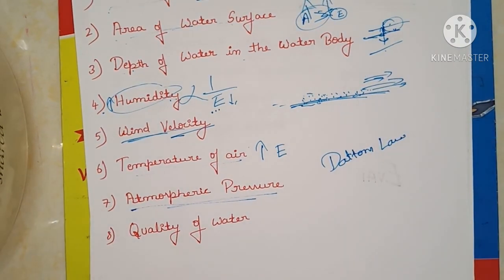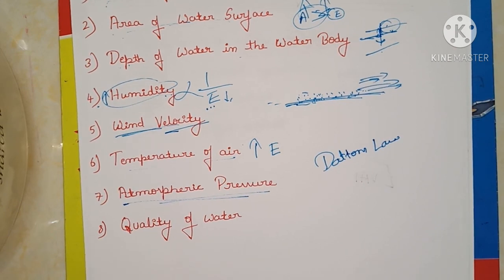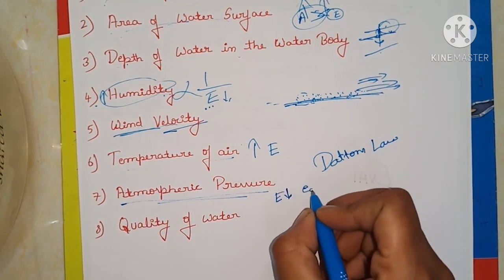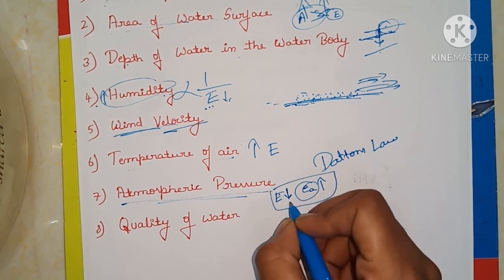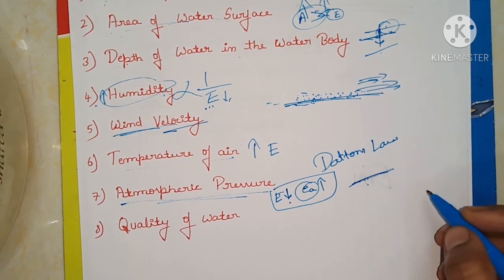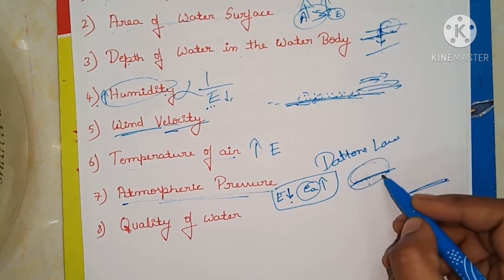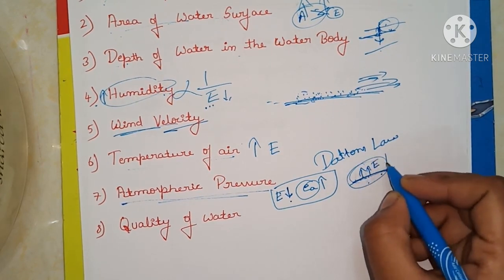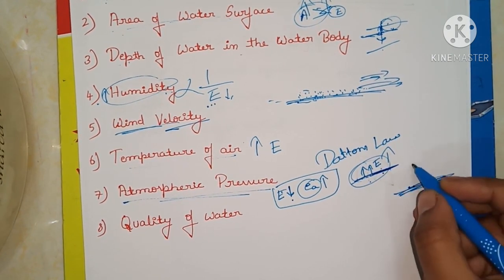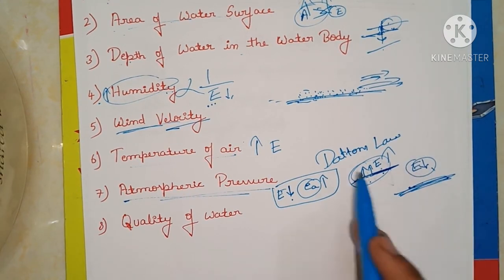As per Dalton's law, evaporation will be less if the atmospheric pressure is more. Thus, at higher altitudes, evaporation loss is more, while in deep valleys, evaporation rate is less. See, this is the higher area and this is the lower level area. In the higher areas the evaporation rate is more, whereas in lower elevations the evaporation will be less compared to that.